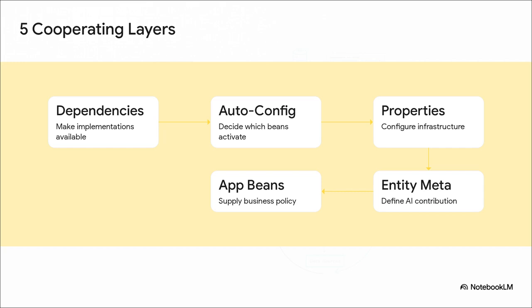First up, we have Maven dependencies, which just make implementations available on your machine. Second, Spring Boot auto-configuration conditions step in to decide which of those available beans actually activate. Third, typed AI properties configure your external behaviors and credentials. Moving up the funnel to step 4, entity YAML and annotations define what your specific application records contribute to the AI context. And finally, right at the very top, your application beans supply the actual business policy and any domain side effects. It is a beautifully structured hierarchy of control.